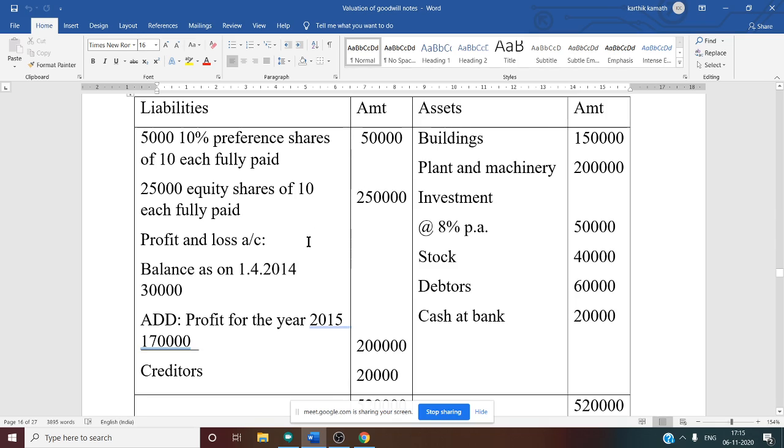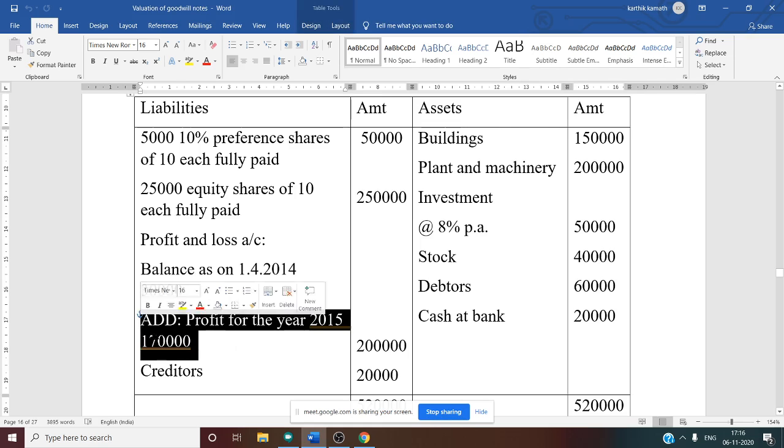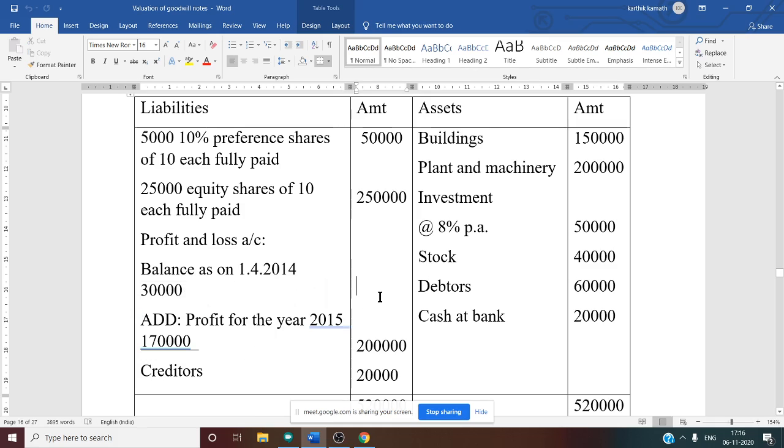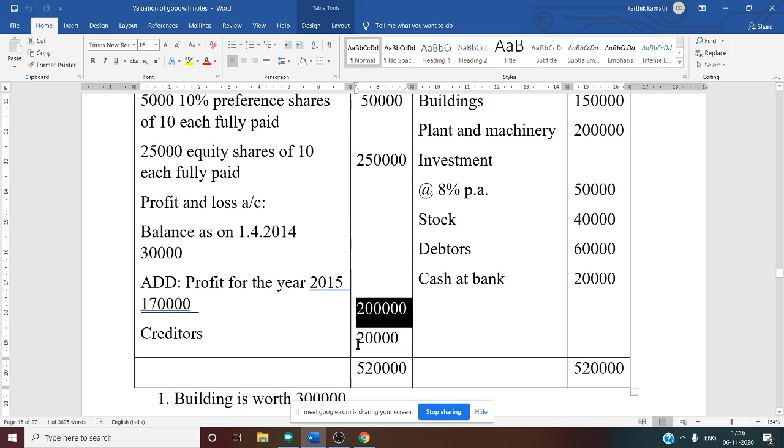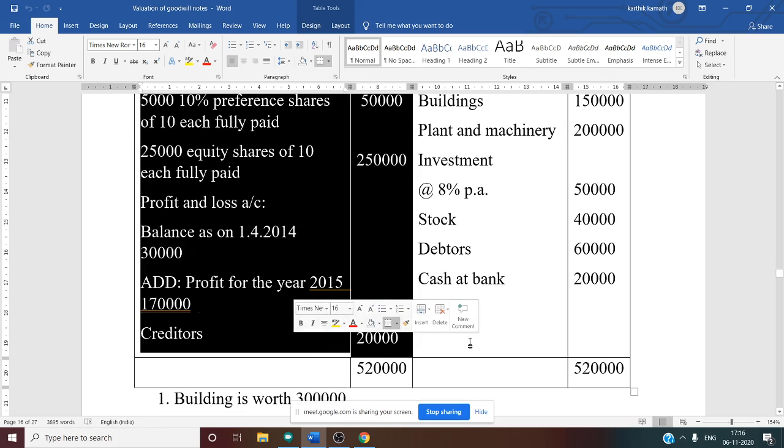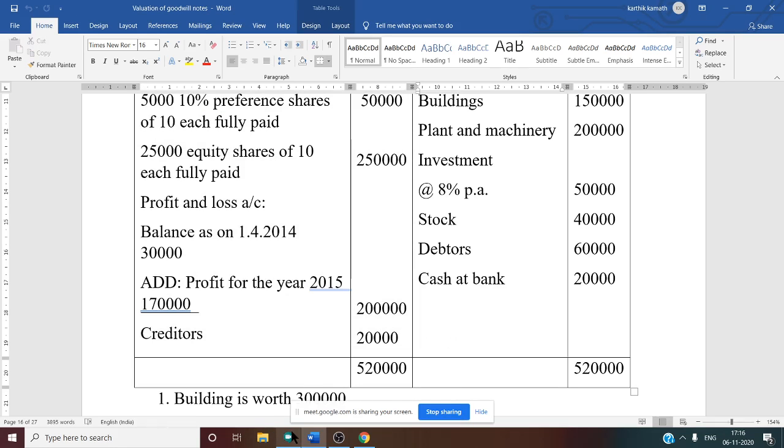So these two are shareholders fund. Then profit and loss account previous year balance, that is 30,000, mentioned as on 1/4/2014. Then profit for the current year is mentioned in the problem, that is 1,70,000. So total P&L account credit balance is 2 lakhs. So this is also shareholders fund, that also doesn't come. Then creditors. There is a creditor mentioned in the liability side of the balance sheet, that is 20,000. So this is external liability. So it appears while calculating agreed value of liability.